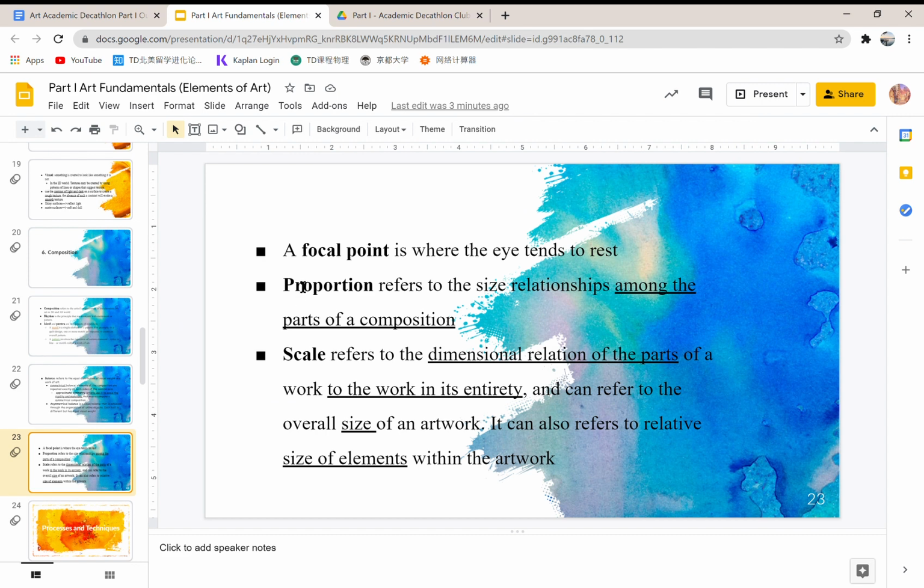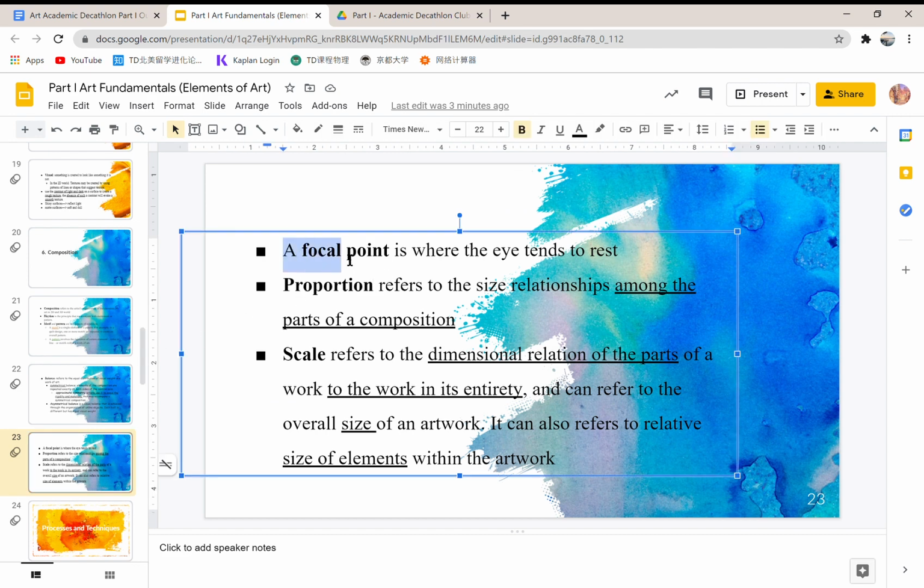Alright, and this is the last slide. And then one thing we have to know about when we want to create a three-dimensional picture or art is that we need to have a focal point. A focal point is where the eye tends to rest.